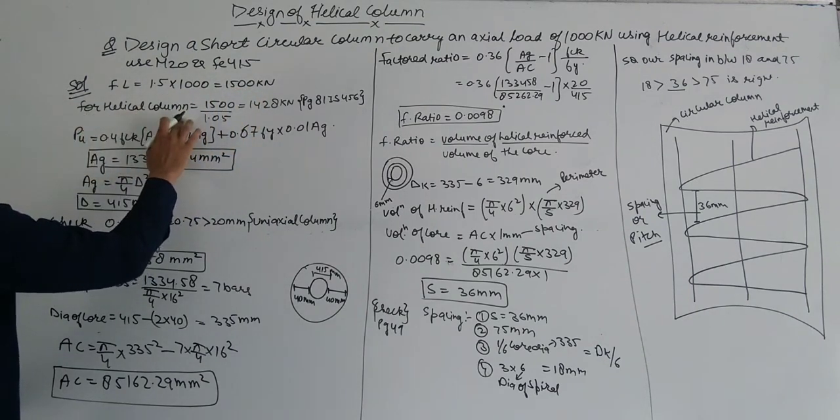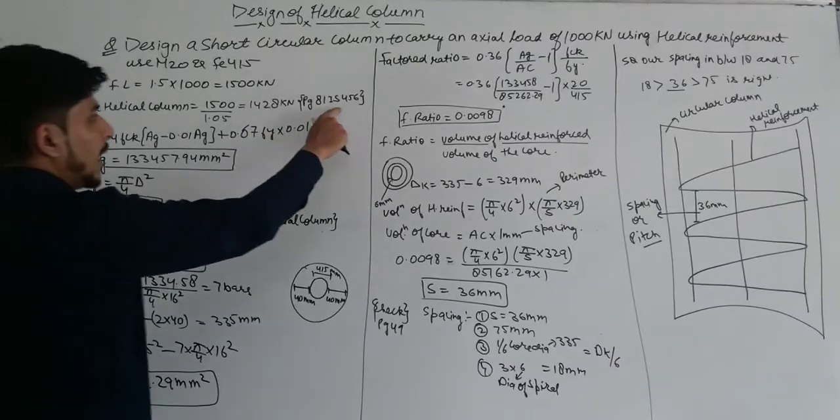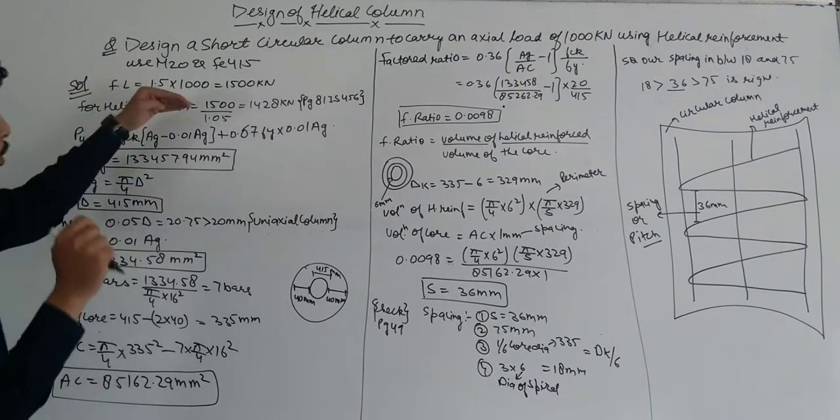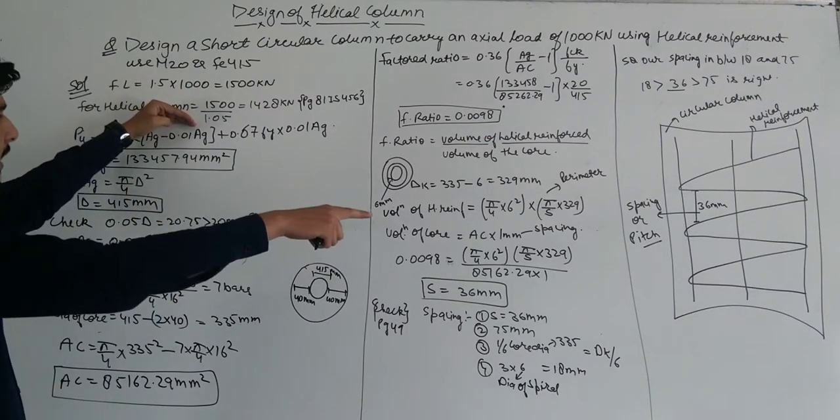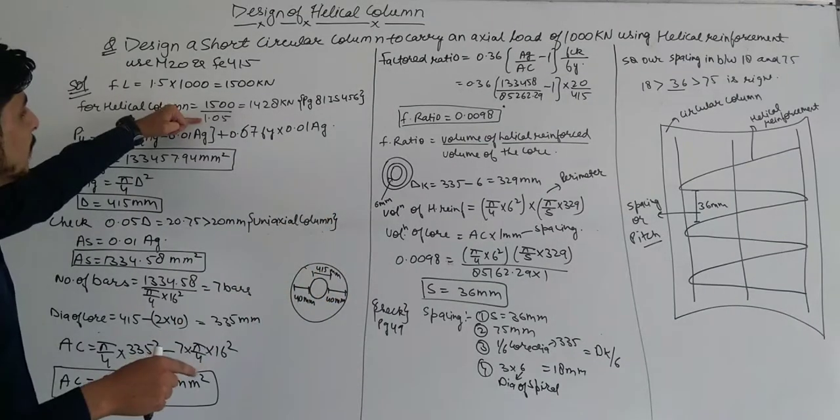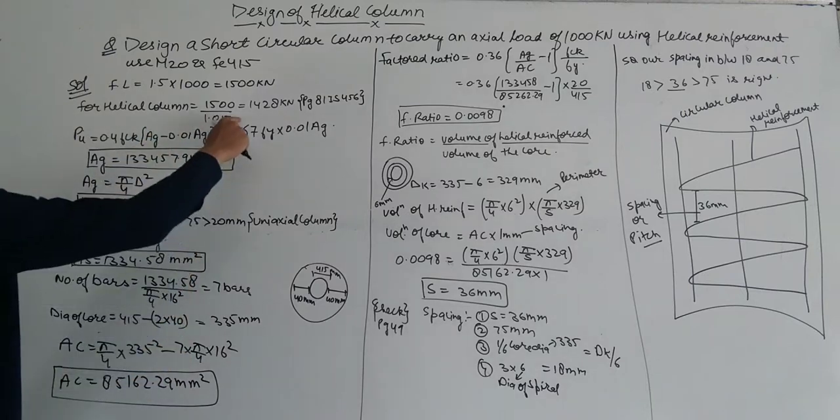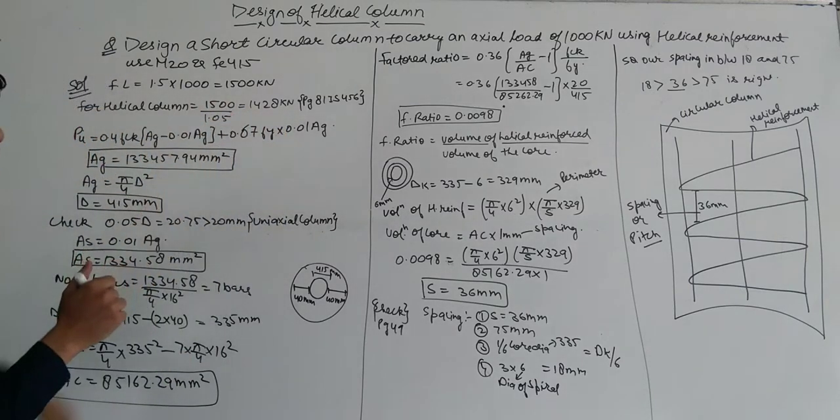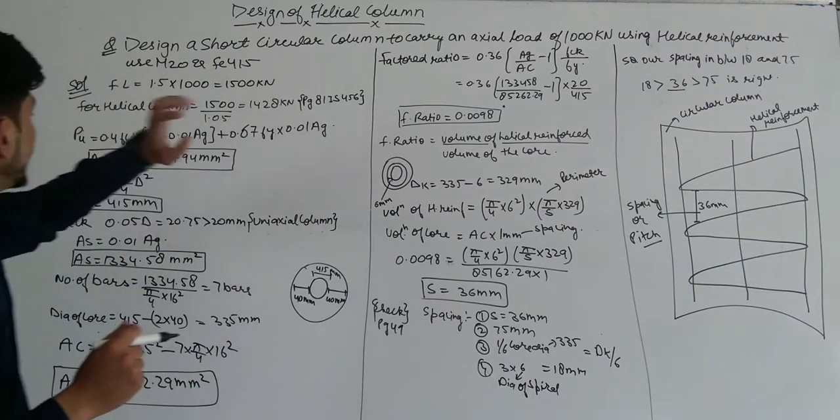Now for helical reinforcement, we have to go to IS 456, page number 81. When we apply helical reinforcement, we have to divide by 1.05. So the load will come to 1428 kN.